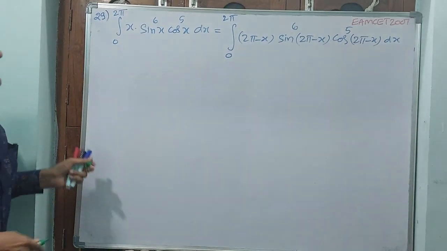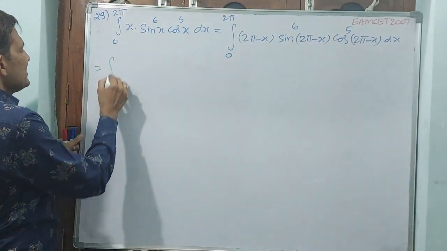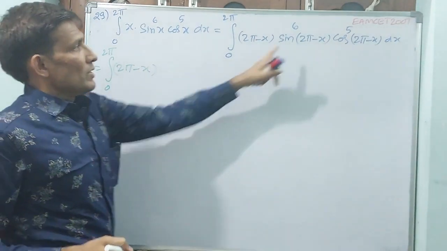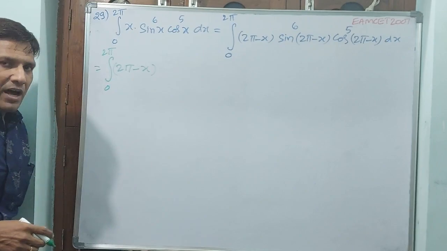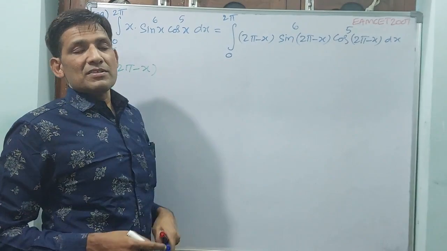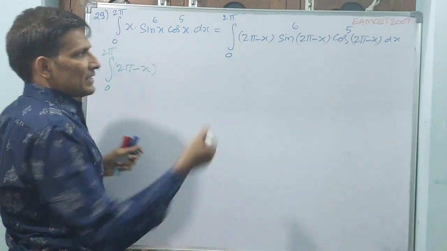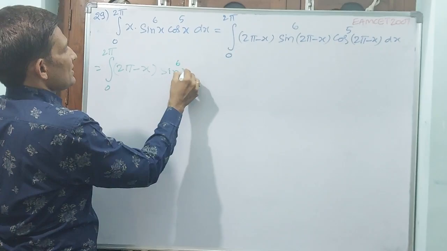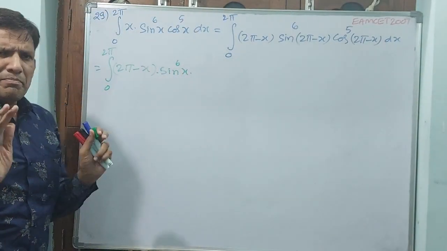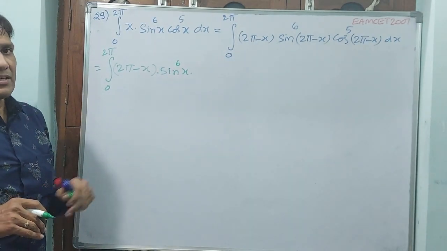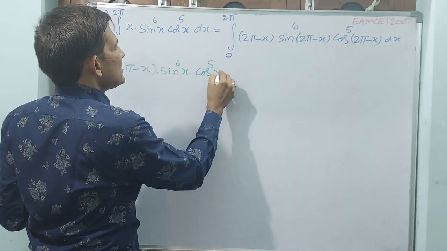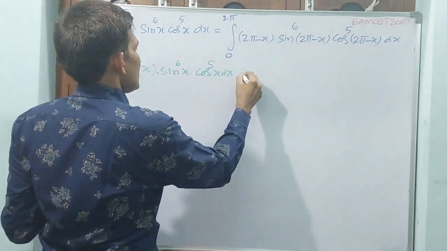See, 0 to 2 pi, with 2 pi minus x you cannot do anything. What about sin 360 minus theta? Minus sin theta, but power 6 is there, so it becomes plus, that means sin to the power of 6x only will come. What about cos 360 minus theta? Simply plus cos theta, you cannot do anything, so cos to the power of 5x is going to come.